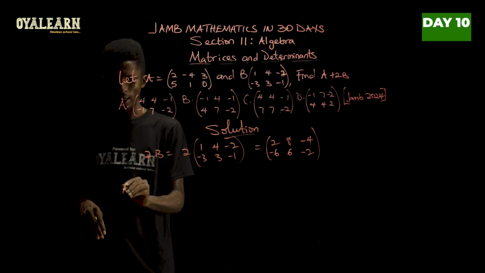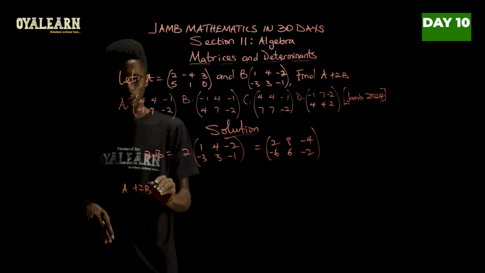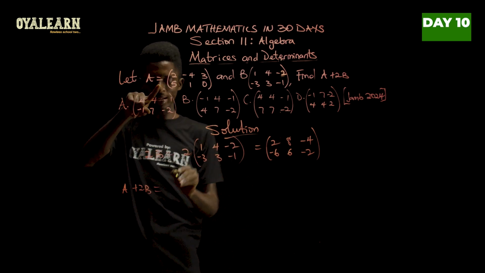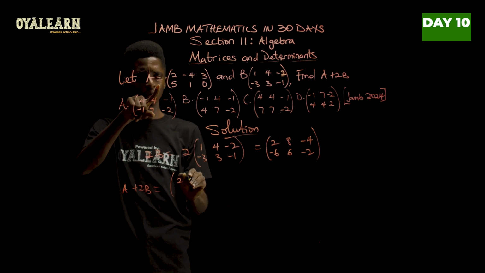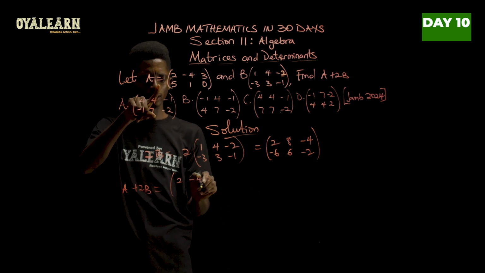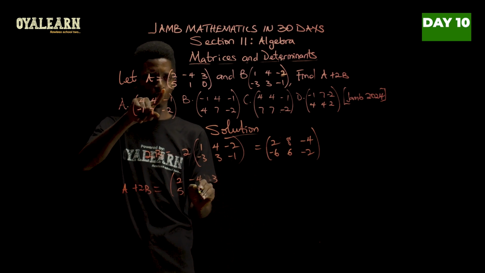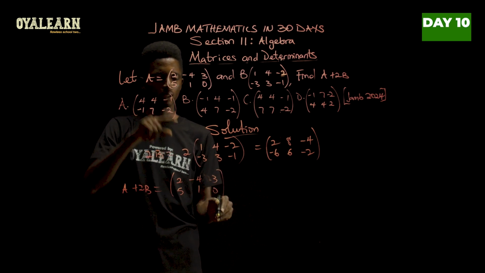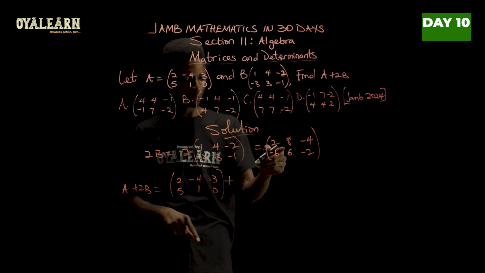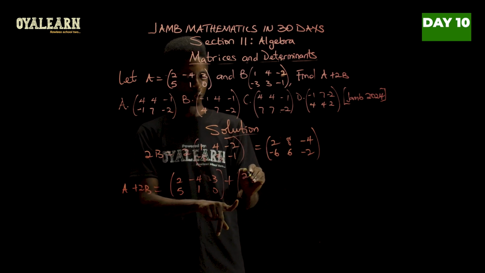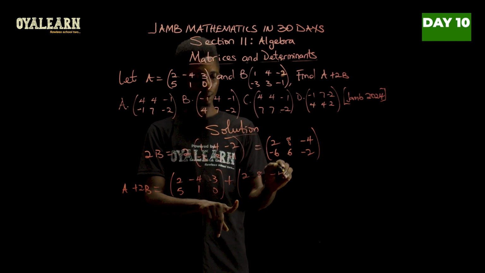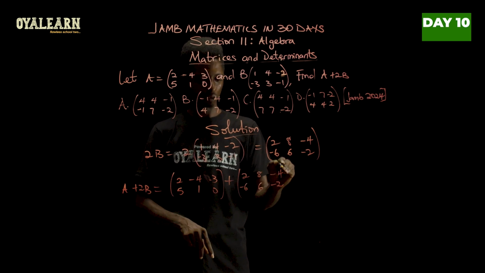So A plus 2B would imply that we have this matrix A now. 2, minus 4, 3. Let me space this properly. So 5, 1, and then 0. Plus 2B, which is 2, 8, minus 4, minus 6, 6, and minus 2.